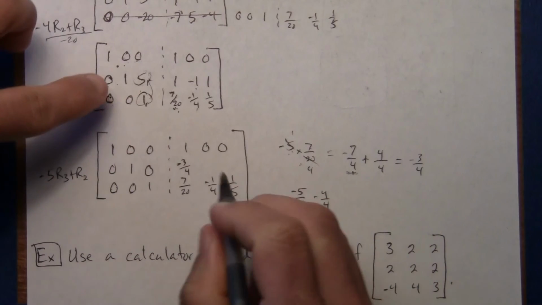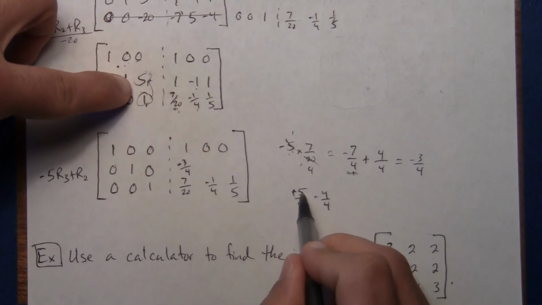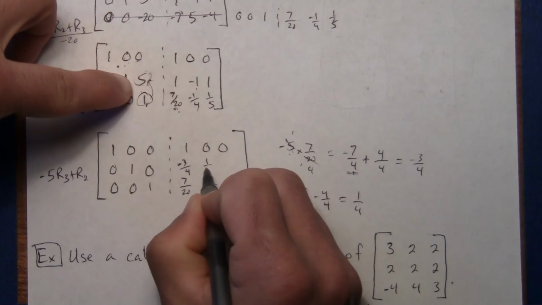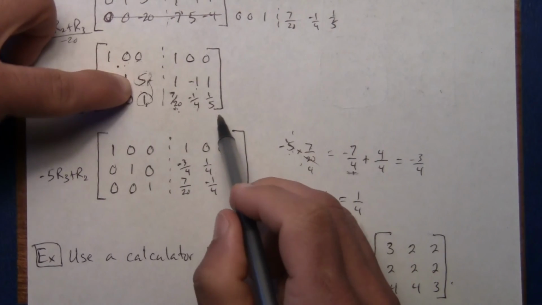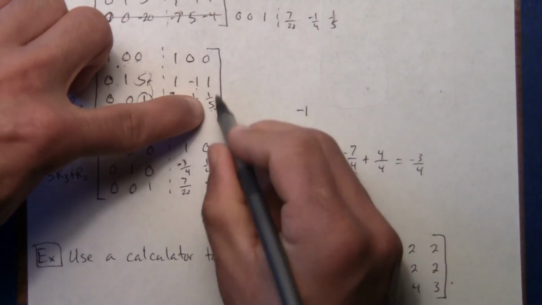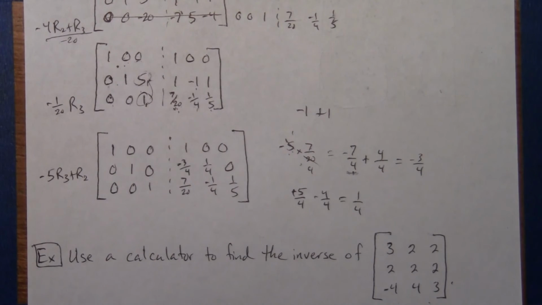Alright, and double checking that. Oh, I multiplied by negative 5, so this should be positive. So it's positive 5/4 minus 4/4, or positive 1/4. And the last one, multiplying by negative 5, that's going to give me negative 1. Adding 1 gives me 0, a little bit easier.